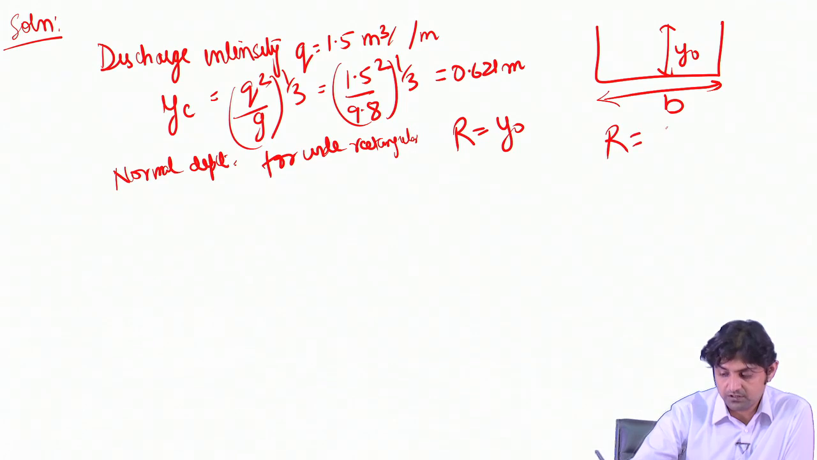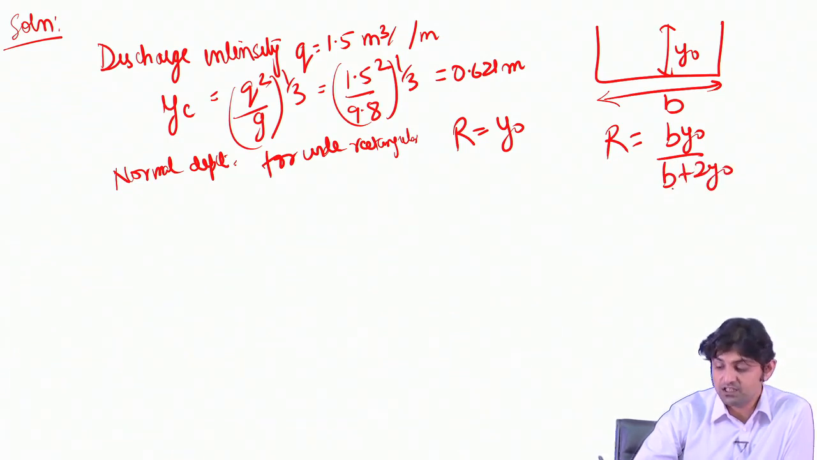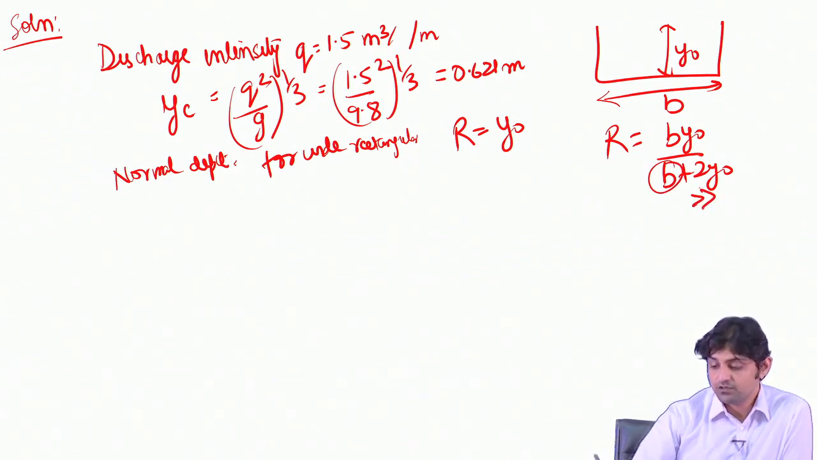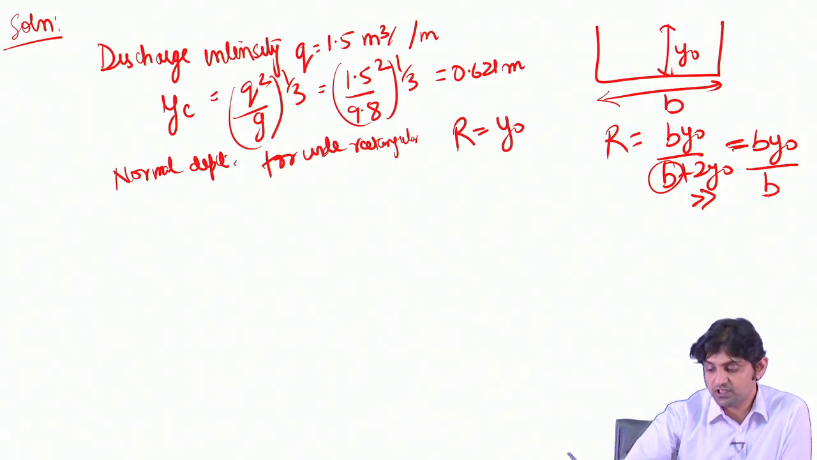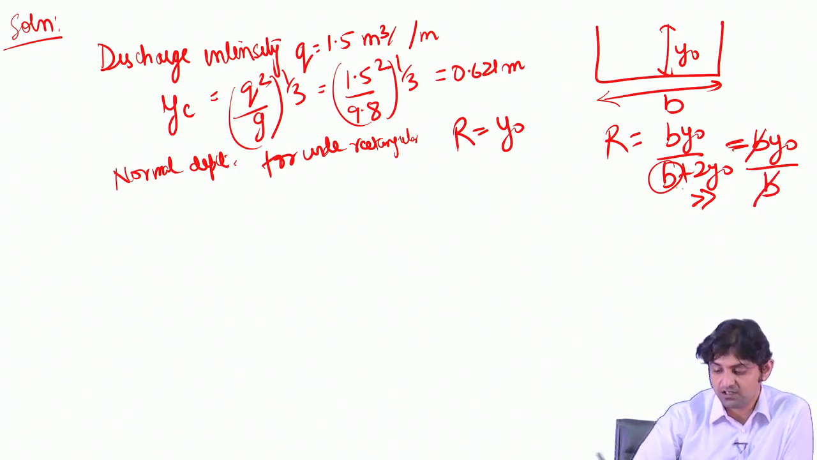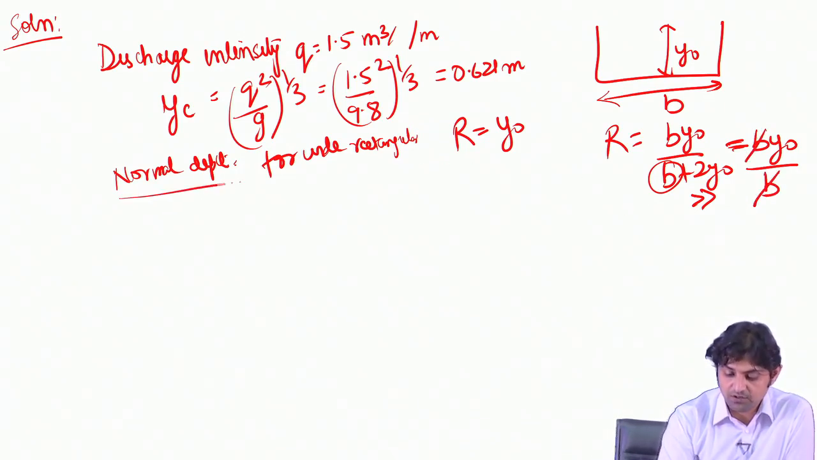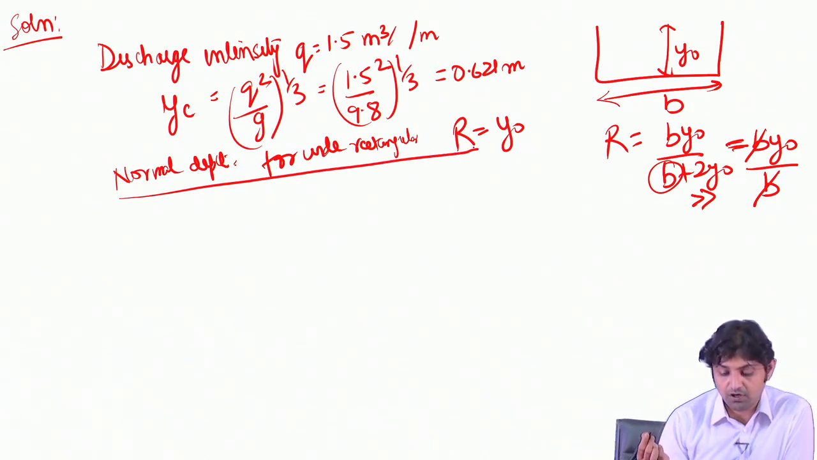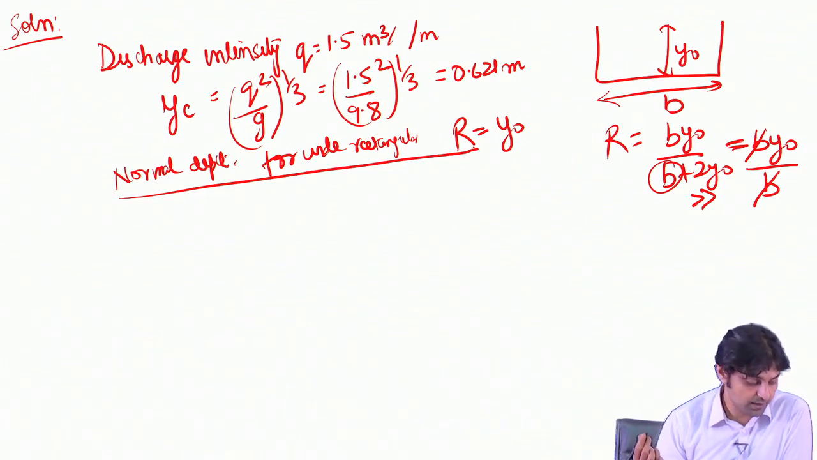So, hydraulic radius is A by P. So, b y naught is A, P is b plus 2 y naught. If it is wide, b is very much greater than y, right. So, b plus 2 y naught will be approximately equal to b. So, this b and b can be cancelled, that is why we say for normal depth for a wide rectangular channel, the hydraulic radius is the normal depth itself.